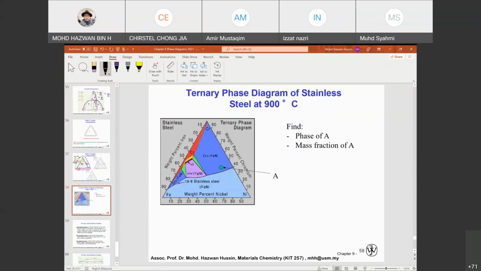Now we are going to look at a more real example. So this one is actually a ternary phase diagram of a stainless steel at 900 degrees Celsius. First question, find the phase of A. So I put a circle here, a point here, A. And two, find the mass fraction of A. Maybe we can do this together.